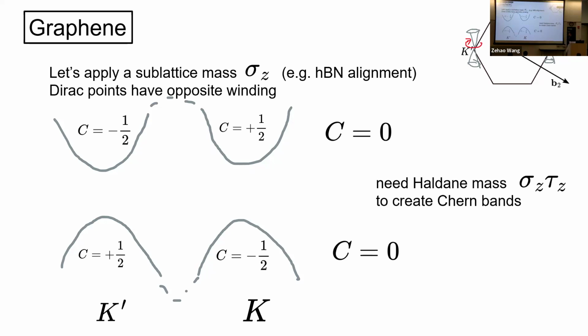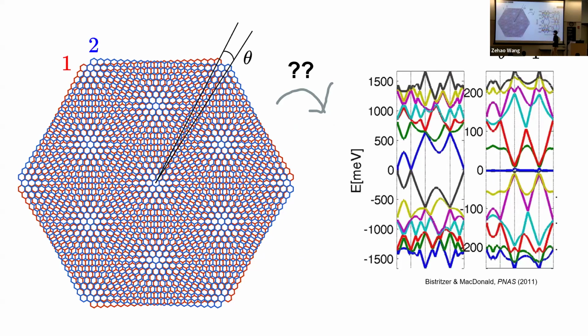And this makes sense, right? Because you need to apply a time reversal breaking Haldane mass, like sigma z tau z, in order to create Chern bands. So let's keep this in mind for later. Okay, so with that quick refresher, let's go back to twisted bilayer graphene.